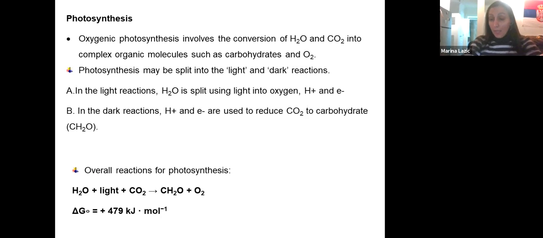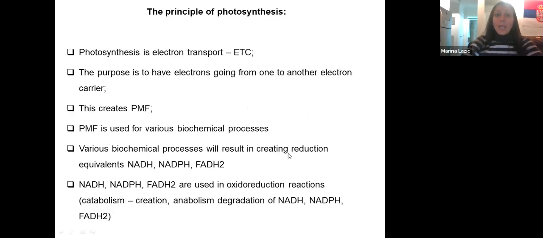I would like you to be able to recognize this reaction once you see it. So you don't have to memorize it to write it, but once you see it, you need to know what this equation represents. By the sign for delta G, you can conclude that this is an endergonic reaction, which means photosynthesis is an extremely energetically expensive process.